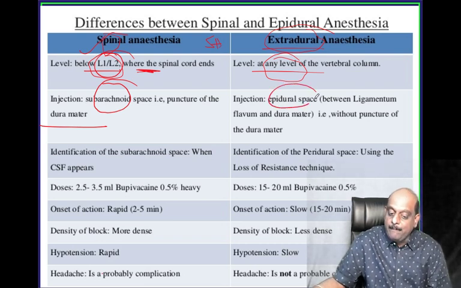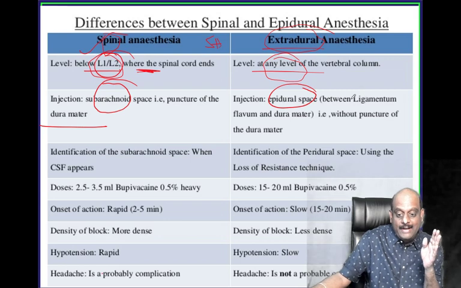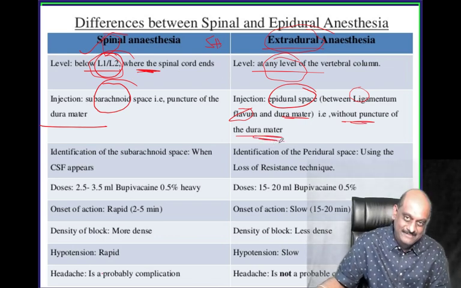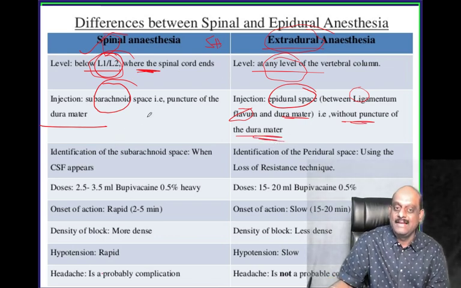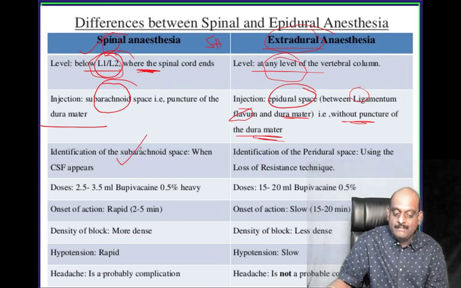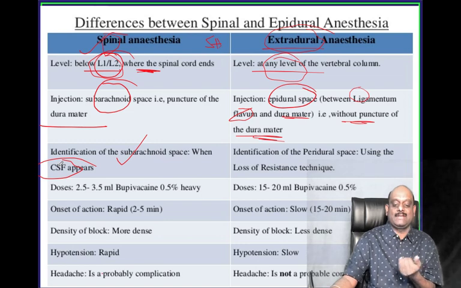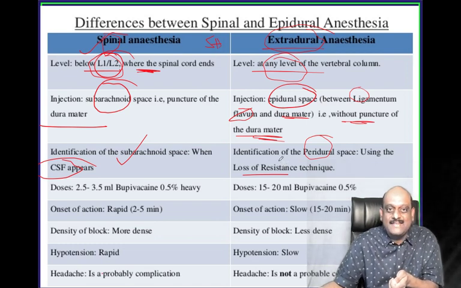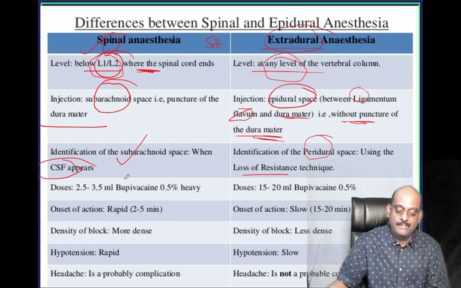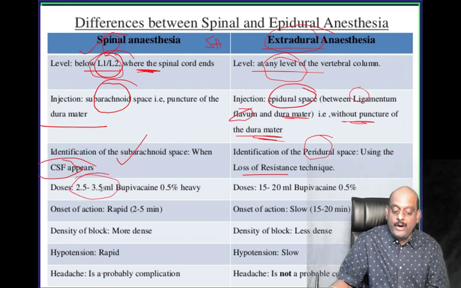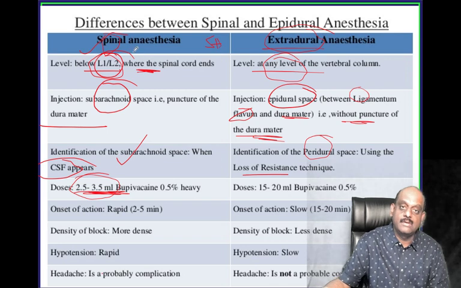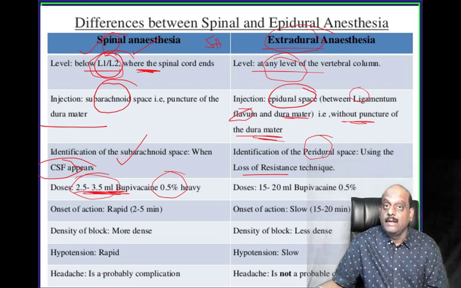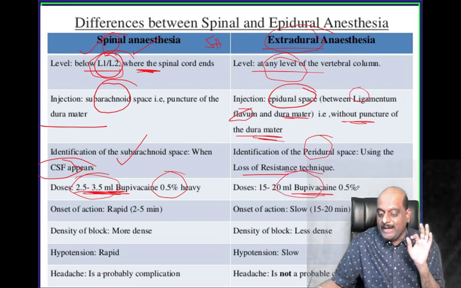There you are injecting into the epidural space. Where is it? Outside the dura, inside the ligamentum flavum. That is without puncturing the dura mater. It can be given at any level. Now, how do you identify the subarachnoid space? CSF will come out. How will you identify the epidural space? There is loss of resistance. That is the point you entered into extradural. Then we give 2.5 to 3 ml bupivacaine spinal. If you want heavy, it means 0.5%. Then for epidural we give 15 to 20 ml bupivacaine 0.5%.